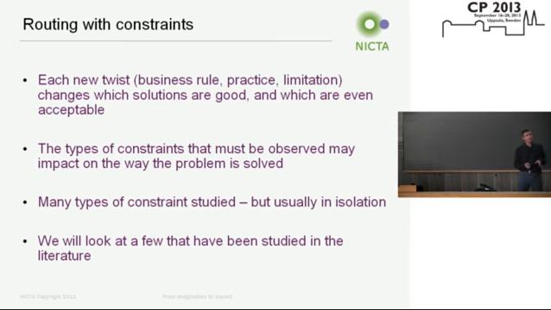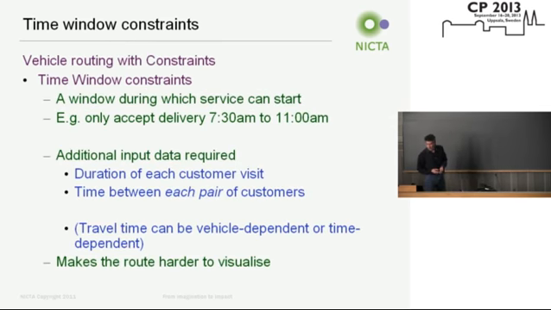The constraints that apply are looked at various constraints. In fact, hundreds of different constraints have been looked at in the literature, but mostly in isolation. So people will look at a time window constraint, or they'll look at a capacity constraint, or a pick-up and delivery type constraint. But what we're interested in is being able to solve all of those simultaneously. So let's just have a look at a few of those individually.